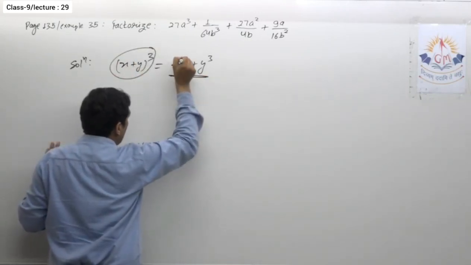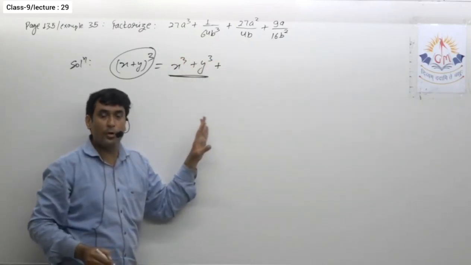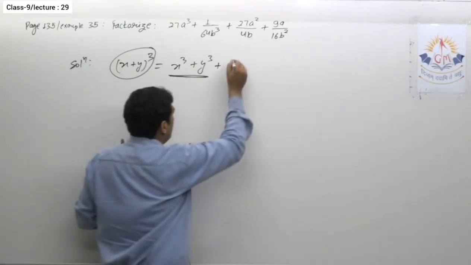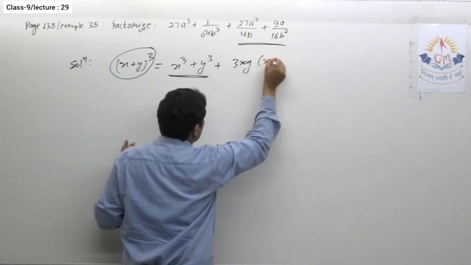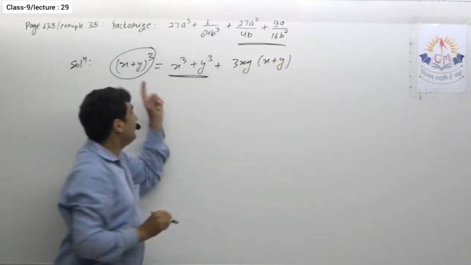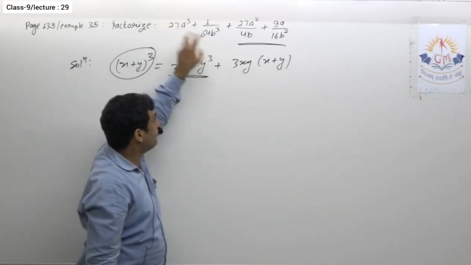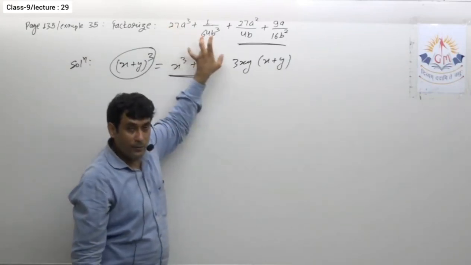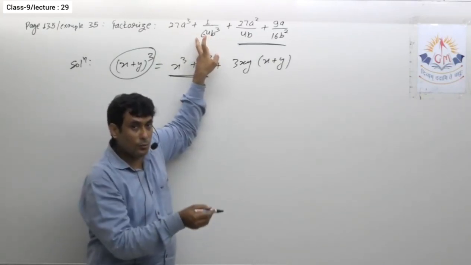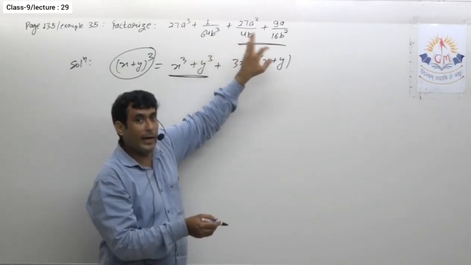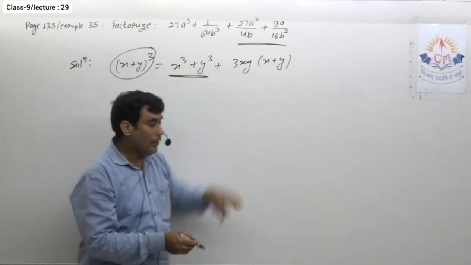When I get x cube plus y cube, and if it is possible to write the next two terms in this form, then definitely that will be x plus y whole cube. Let me explain once again. This is a cube or b cube. This is x cube and y cube, so x cube plus y cube. Now if it is possible to write the next two terms in the form of 3xy and x plus y, then definitely the expression will become equal to x plus y whole cube.